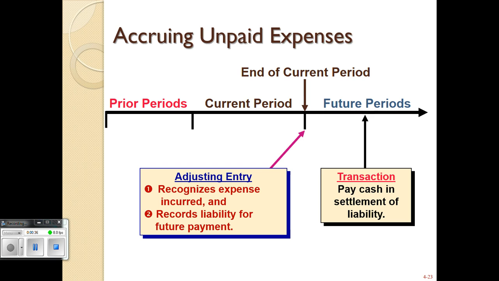What happens in this particular category is, notice what's happening here. The transaction in the other situations was happening up front. Now the transaction is going to happen in the future. So we're going to have an adjusting entry to recognize the expenses incurred and to record the liability. And then at some later point, they're going to go ahead and pay us.